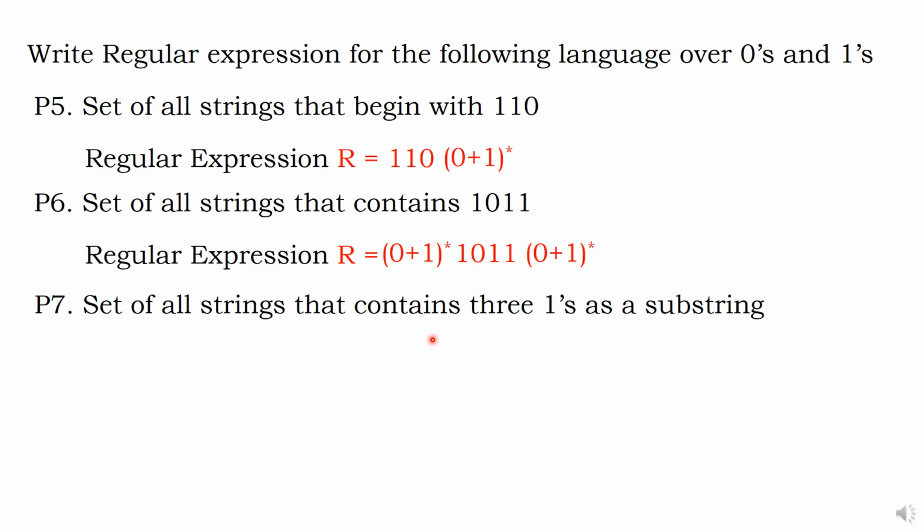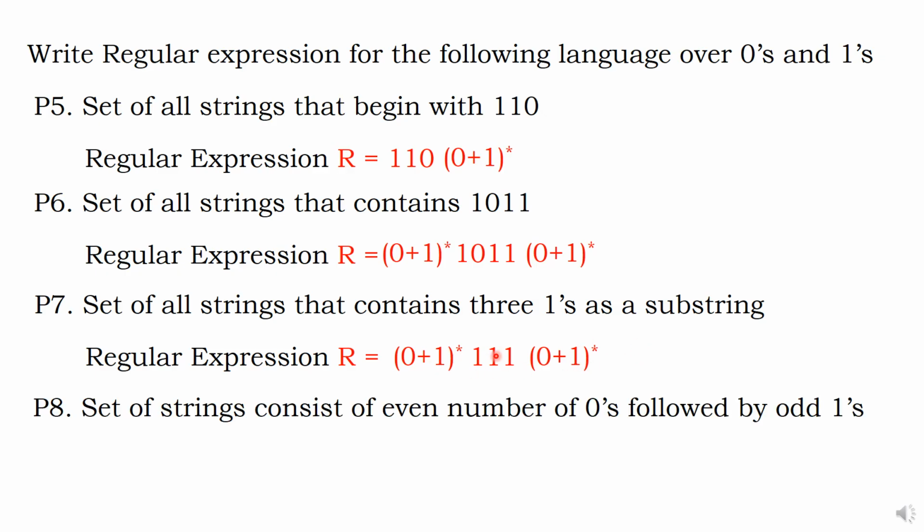Set of all strings that contain three ones as a substring, 1, 1, 1. Starting can be anything, ending can be anything. So obviously 0 or 1 star. Ending also 0 or 1 star. Substring is 111. Can I have even number of zeros, which means 2 zeros? Can I have odd number of ones, which has 3, 5, even 1 also?